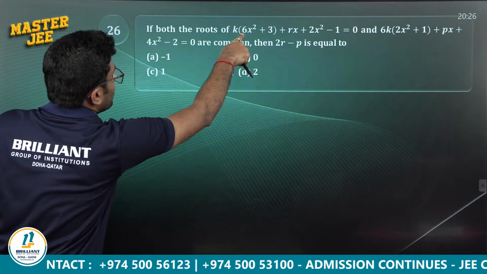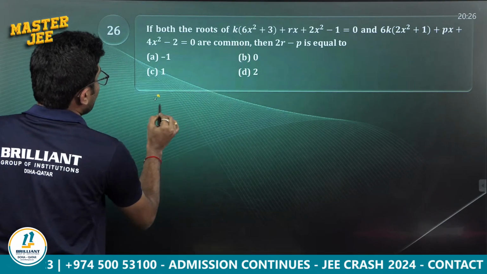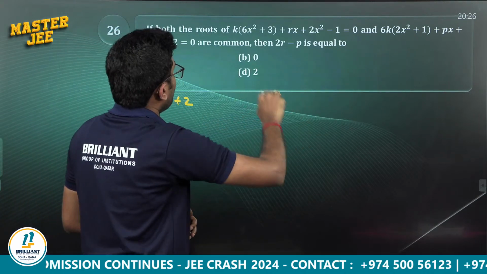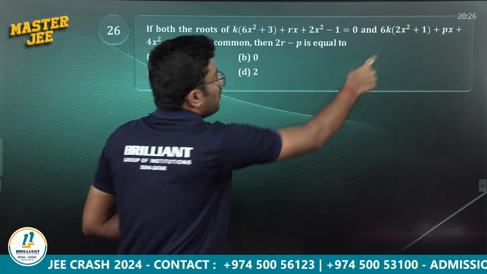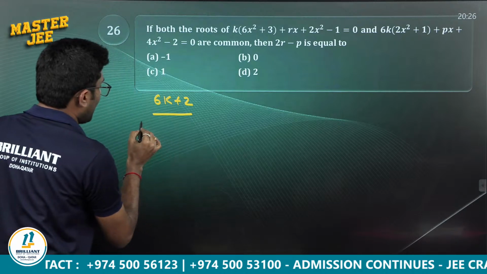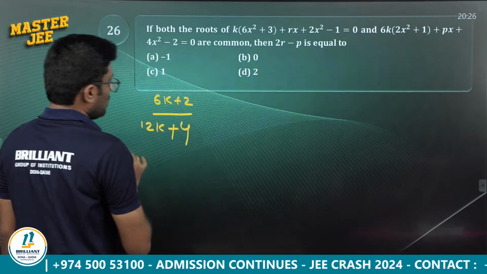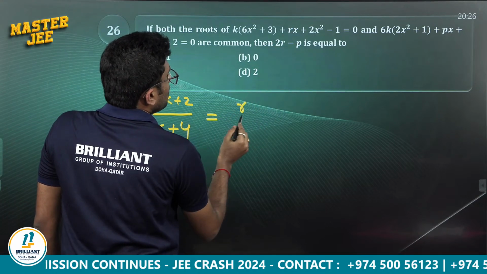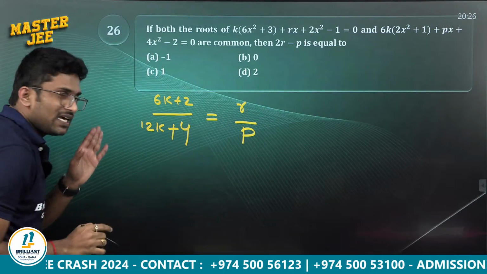So what is the coefficient of x square here? Coefficient of x square is 6k plus 2. I'm directly writing. I'm not going to segregate the things. The coefficient of x square is 6k plus 2 divided by, what is the coefficient of x square in this? 2 into 6k, 12k plus 4 is equal to, what is the coefficient of x here? r, divided by what is the coefficient of x that we have here? p. See guys, so simple.